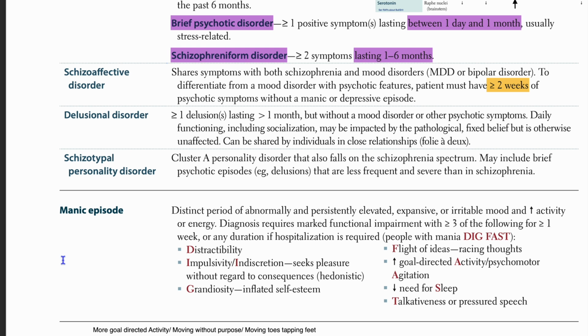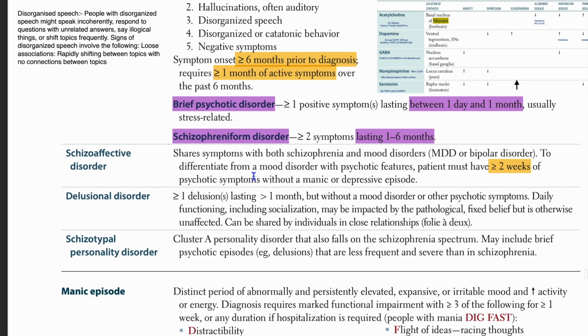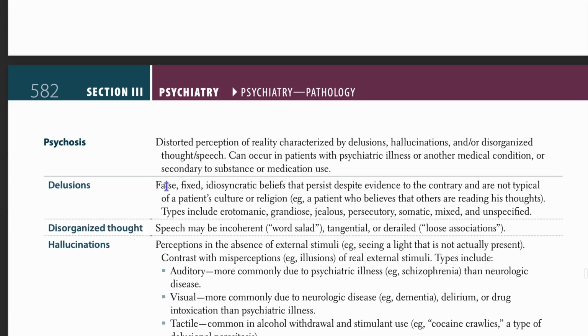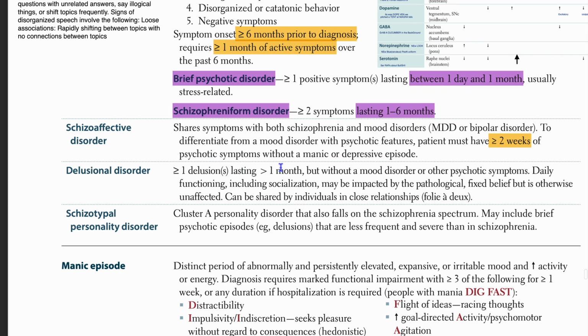Delusional disorder: one or more delusions lasting more than 1 month, but without a mood disorder or other psychotic symptoms. Daily functioning, including socialization, may be impacted by the pathological fixed belief but is otherwise unaffected. So this is the delusion one, right? This is the disorder for it if it stays there for more than 1 month. It can be shared by individuals in close relationship. It's called folie, or something like that.